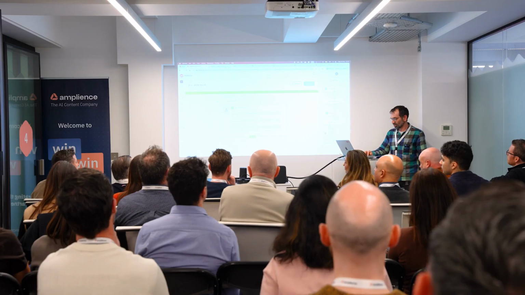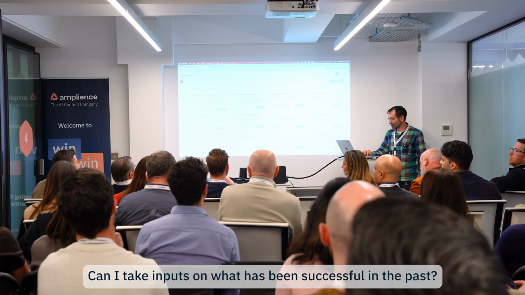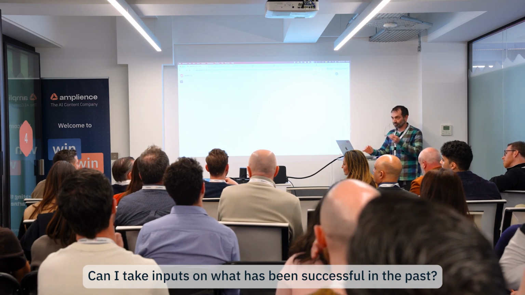So can I ask you a question? Yeah. Can it take inputs of what has been successful in the past, in terms of learning from previous results? We don't have a learning loop built in at the moment on these flows. You could have some flows where the confidence scores go back into a loop, but we don't train any models, for example, in these flows.